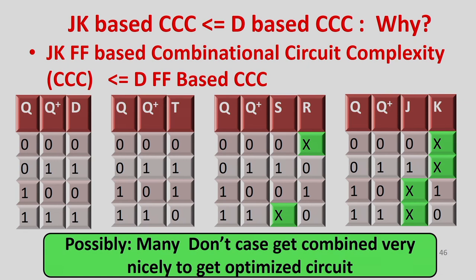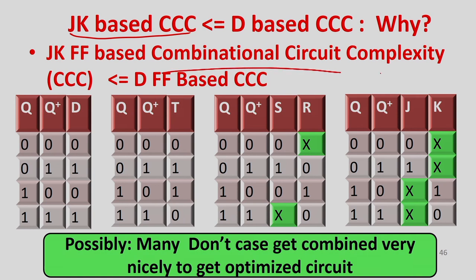JK based combinational circuit complexity is lesser as compared to D based combinational circuit complexity; particularly, the next state logic complexity is much lower heuristically for JK flip flop based. Why is it happening? Let us look at the excitation table of all flip flops. This is for D flip flop, this is for T flip flop, this is for SR and this is for JK. For D and T flip flop, there is no don't care. For RS, we have 2 don't cares, and for JK, we actually have 4 don't cares.